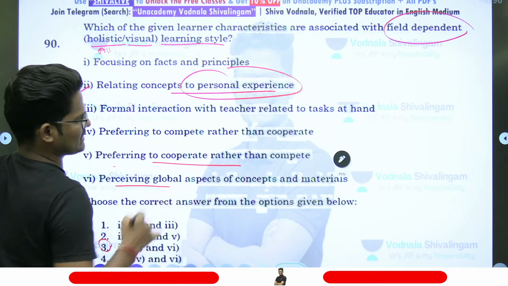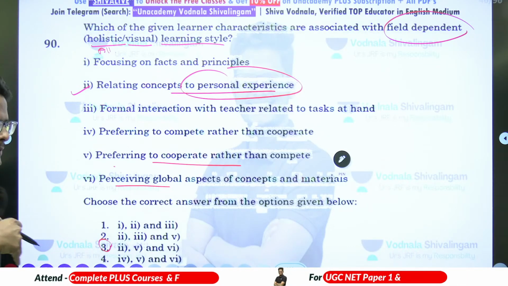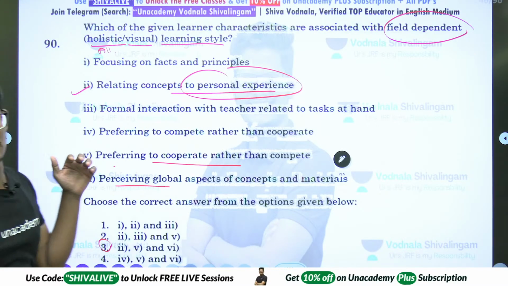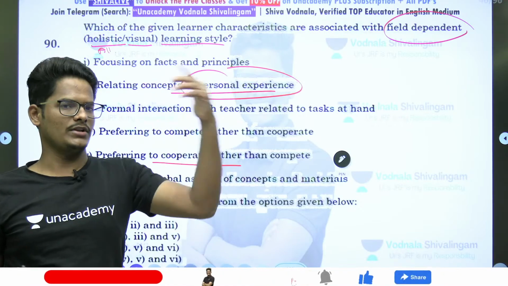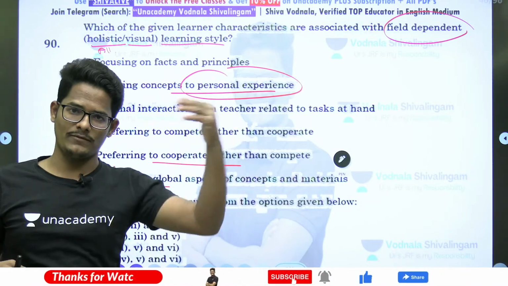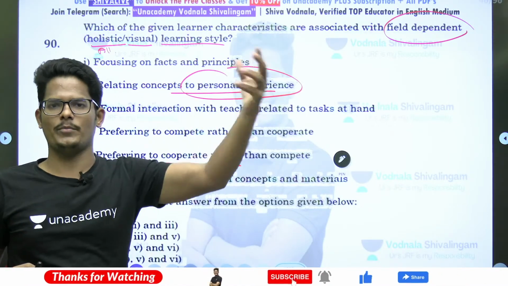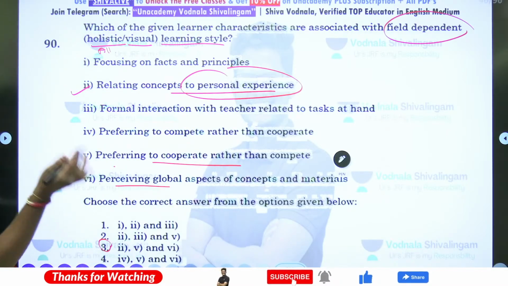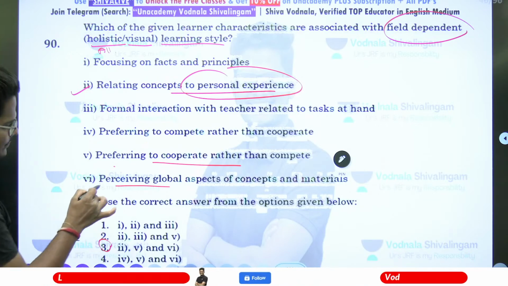Preferring to cooperate rather than compete. There, by going to the field, you have to learn in a cooperative way, because there is no competition in learning the practical skill. When you are going there, automatically you have to gain as much as possible by cooperating with the other fellows as well as with the industry people, and there you have to get cooperation from the industry people also.